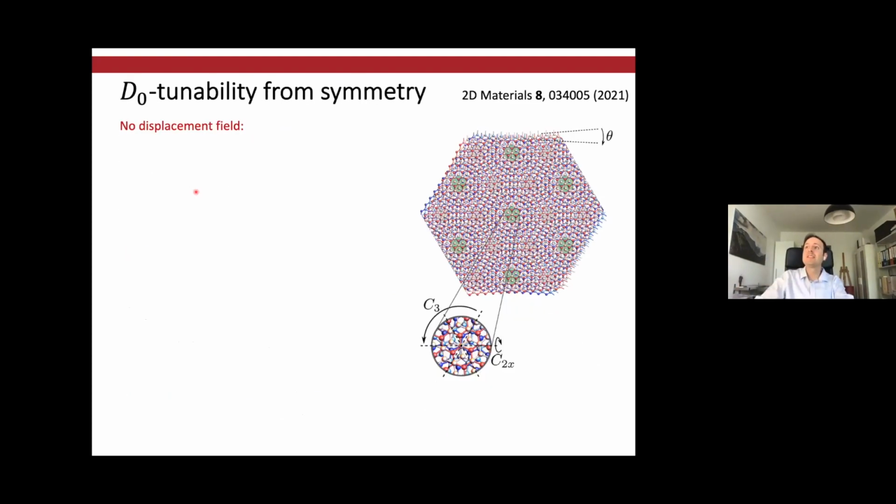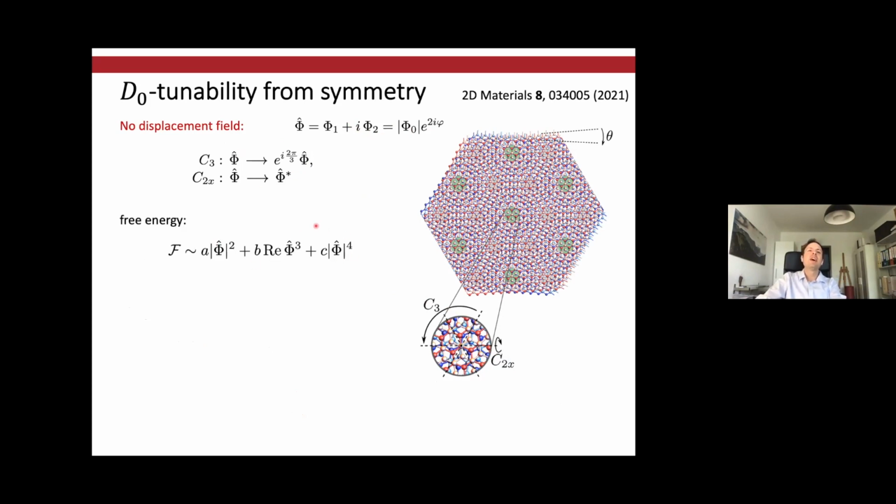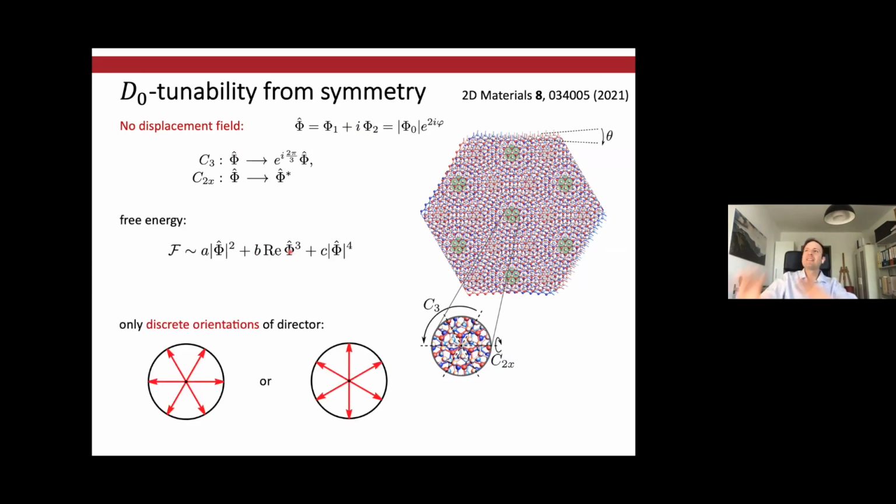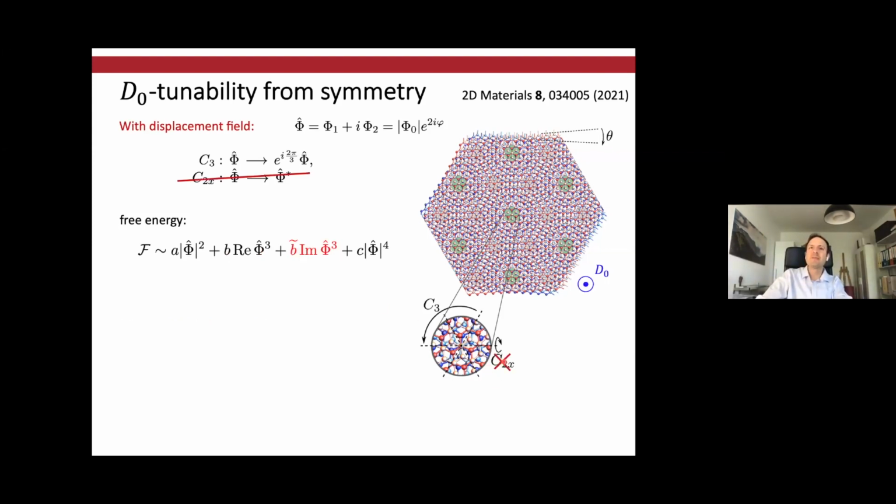And just 1 minute, if that's all right, I just make a brief comment on gate tunability, just theoretically, of the nematic director. So if you don't have a displacement field, we have C3 and C2x symmetry. And if you look at the nematic director in this complex notation and work out how the symmetries act, you can write down the free energy, and you can minimize it, and there are just 2 discrete sets of orientations. Now you apply displacement field, so you break the symmetry. A new term is possible, which depends on the displacement field, and this term now allows to rotate the orientation of the nematic director just by applying electric field in the system.